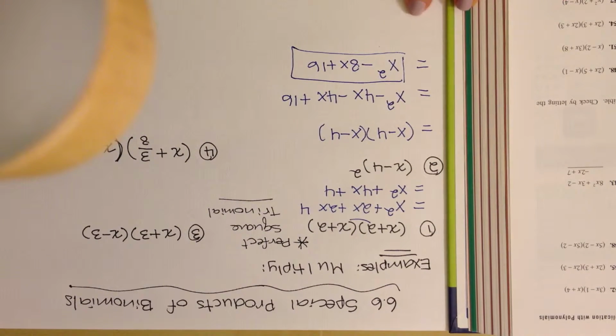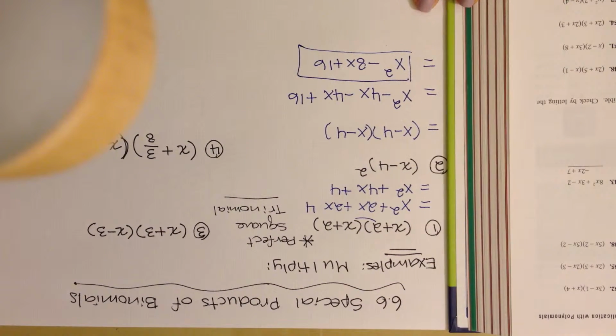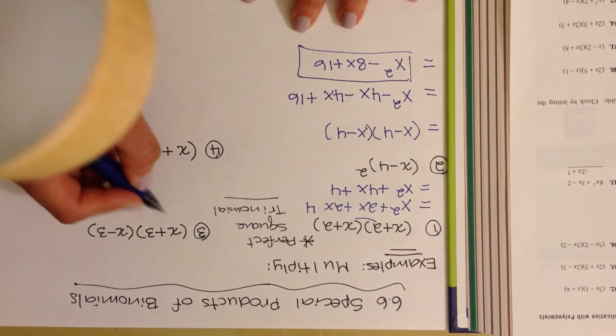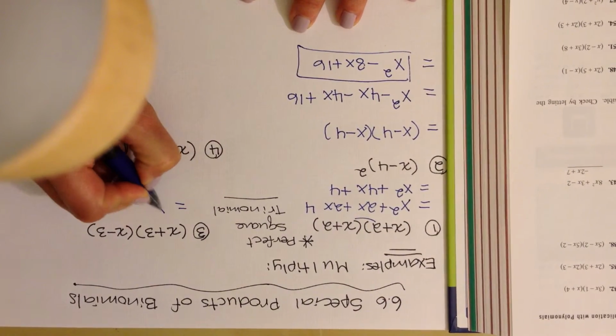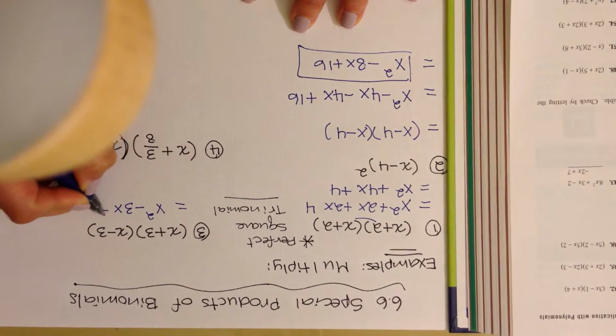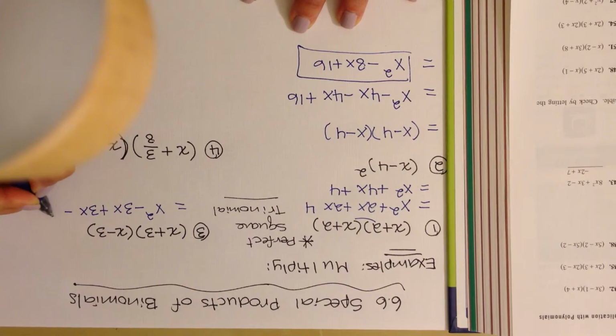Okay, example 3. We have two binomials. The only difference between these two is that they have opposite signs. This is a special binomial as well. This is called a difference of two squares. You will see once we get our answer. X times x, x squared. Minus 3x plus 3x minus 9.